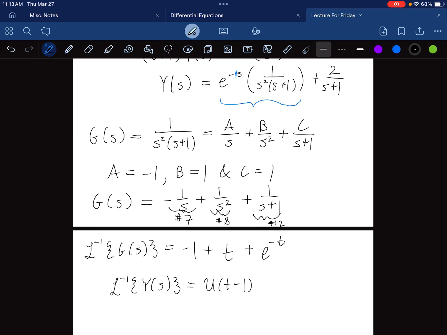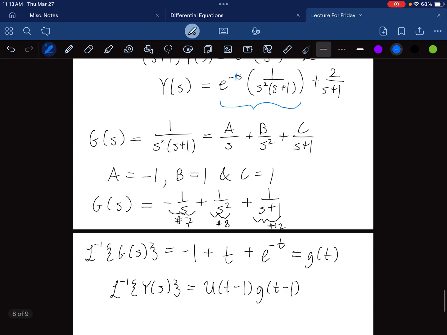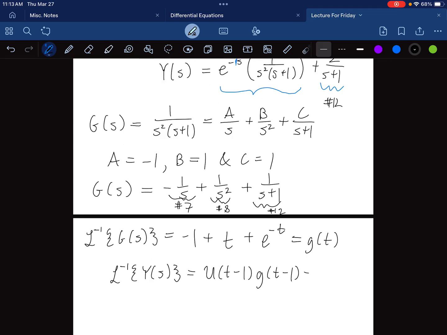And so with our, let's call this our little g of t, we're going to have g of t minus 1. So wherever we see a t, we're going to replace it with t minus 1. And then this last term, this is just, again, table entry number 12. And that's just going to be plus 2 e to the negative t.